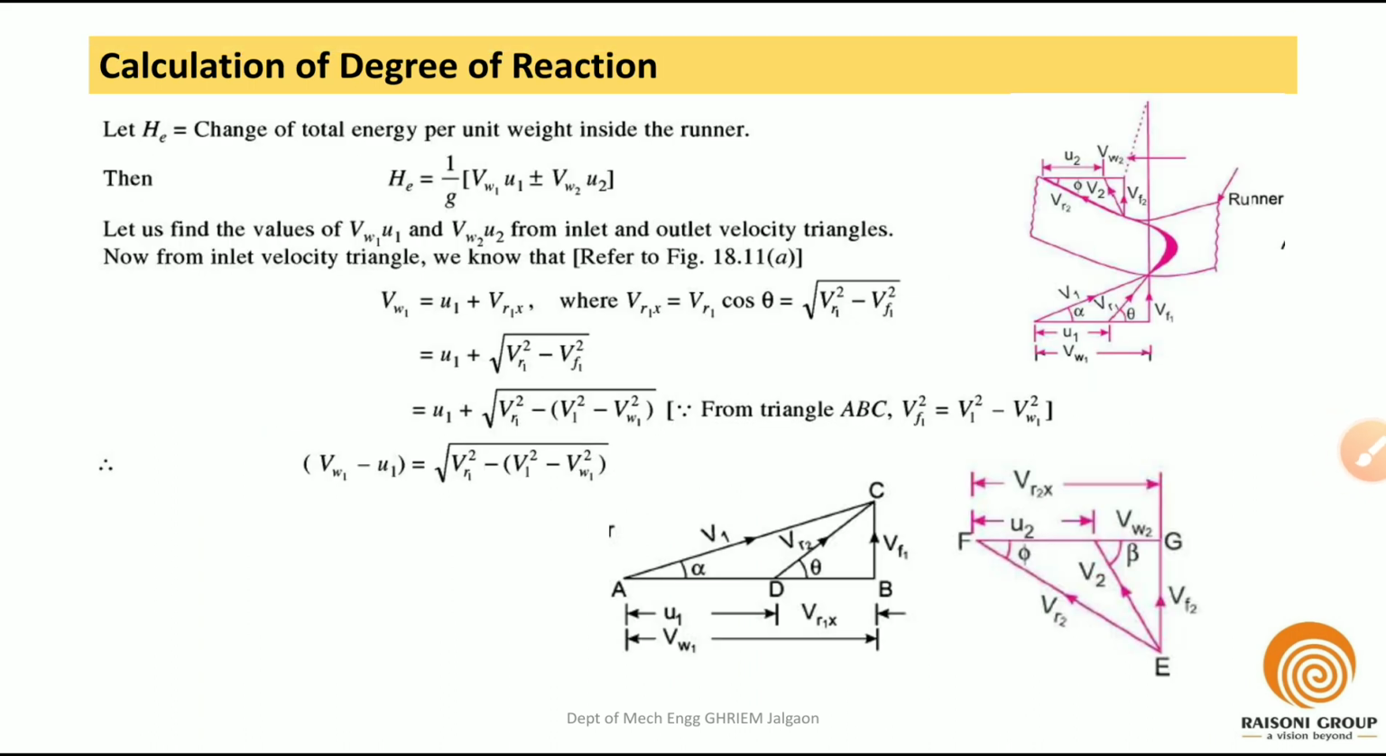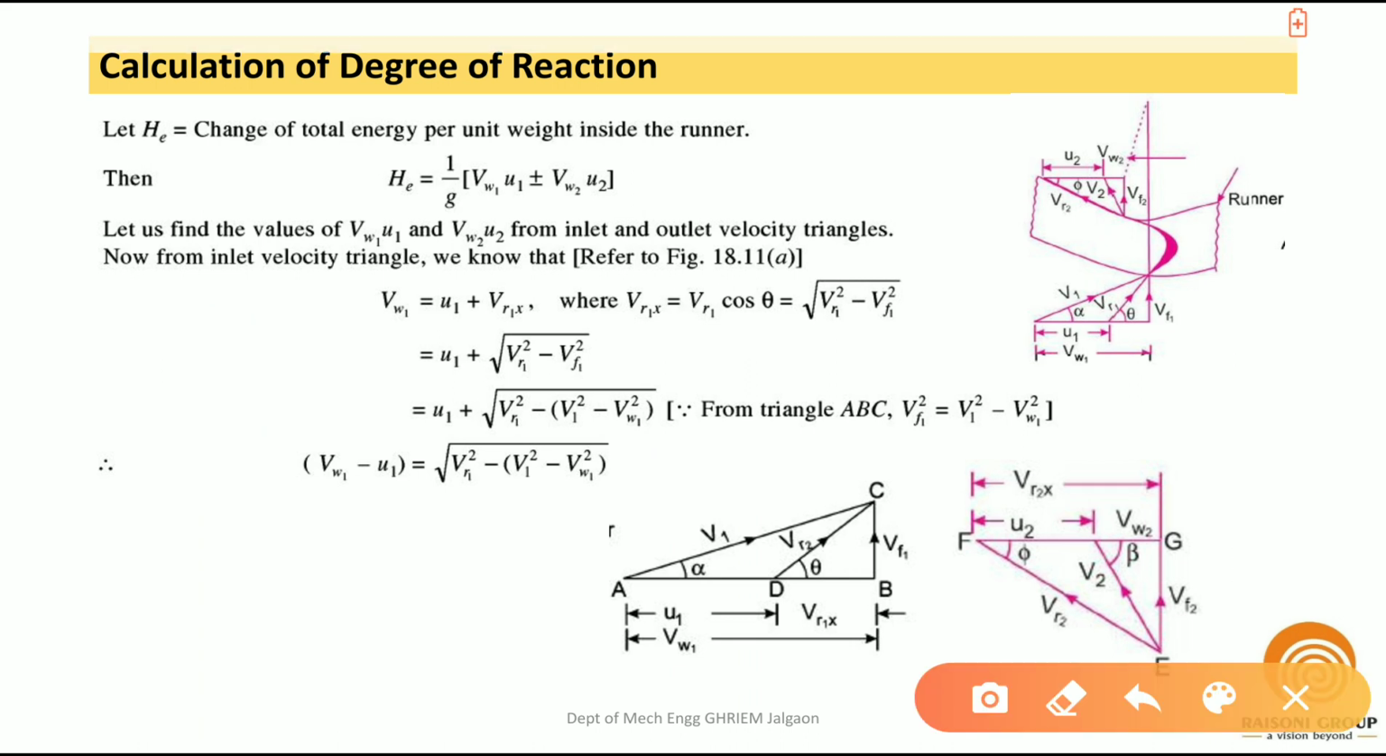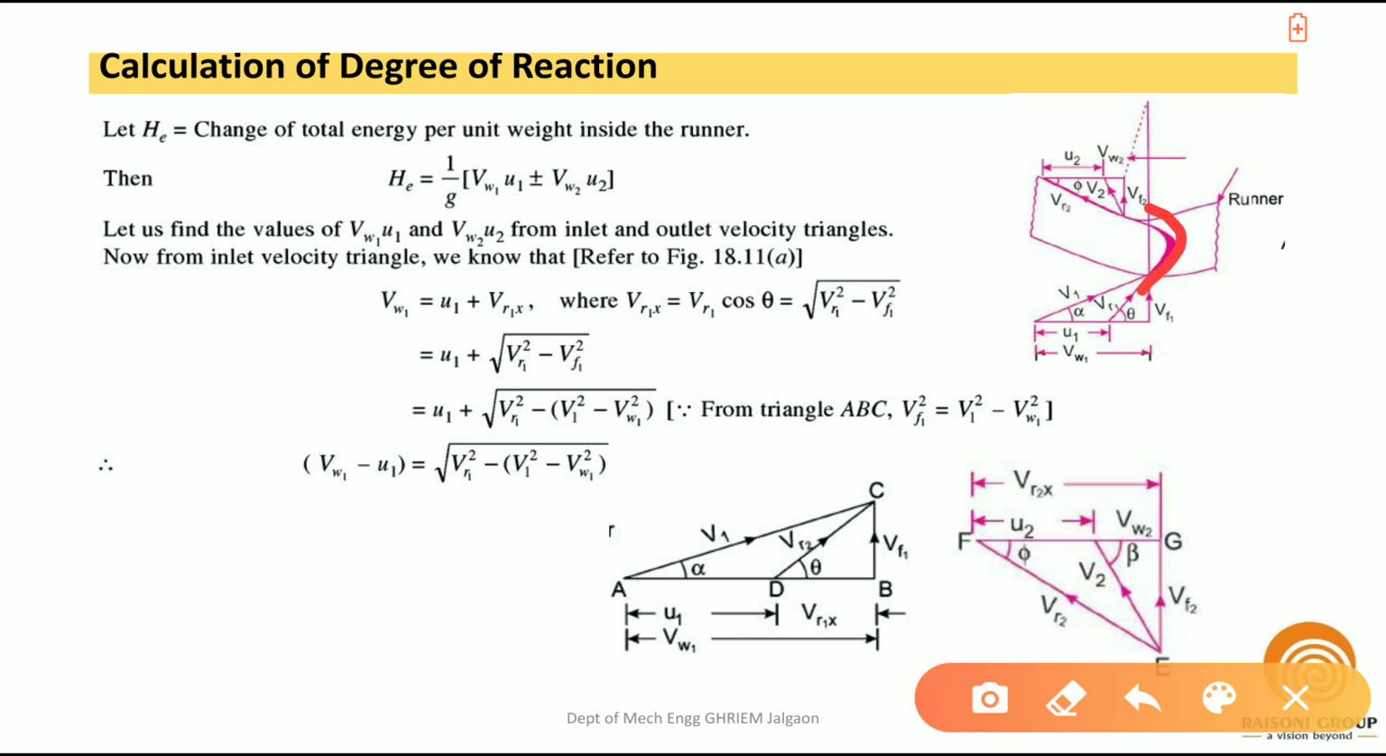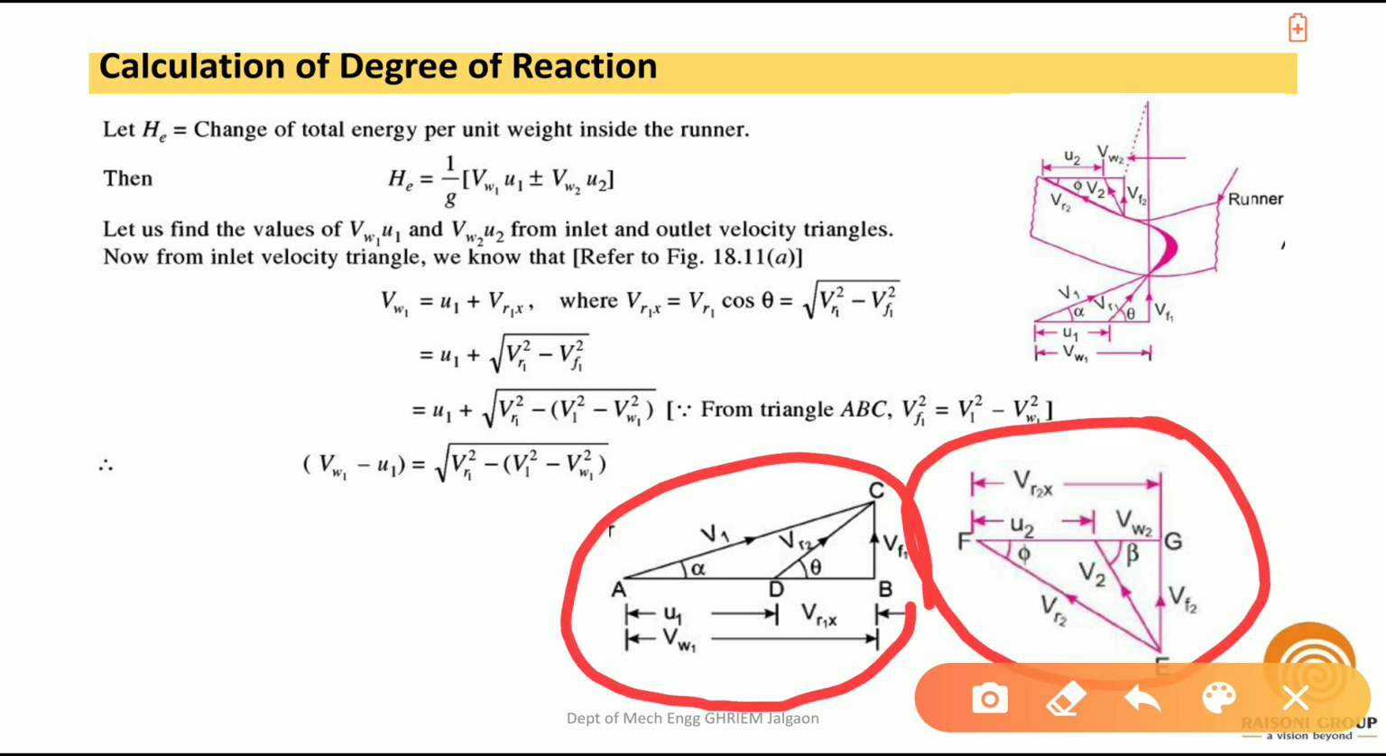Now let us consider the change of total energy per unit weight inside the runner given by the Euler's equation as He. So He is equal to, similar to the Euler's equation, 1 by g into the bracket Vw1 U1 plus or minus Vw2 U2. Let us consider a radial tip of the turbine. There is this tip. These are the inlet and outlet velocity triangles of this tip. For better understanding, these inlet and outlet velocity triangles are given separately.